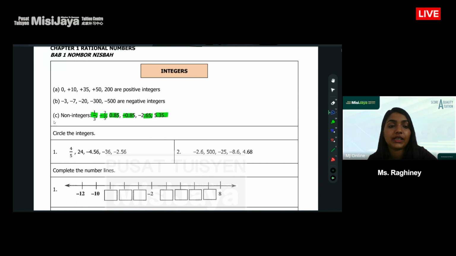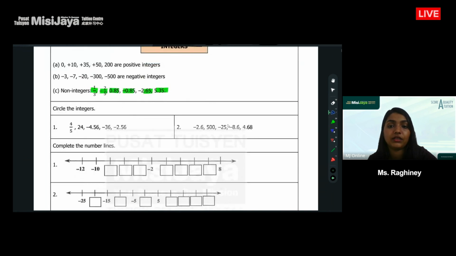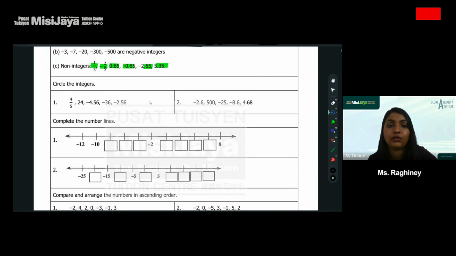All these are not integers. Okay, so the question is asking you to circle the integers. Simple, right? We have to circle all those which are not fractions and not decimals. So the answer is going to be 24 and -36. All right. The others are fractions and decimals, so they are not. Okay, how about number 2? The integer is going to be 500 and -25. Okay, the others are not because they're all decimals, so decimals are not integers.